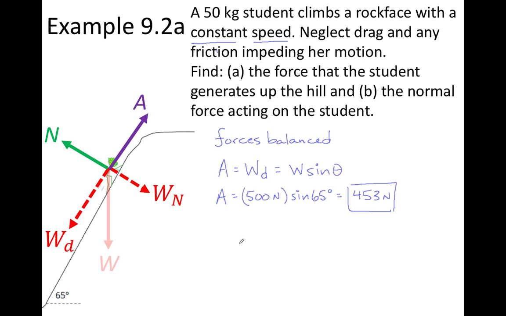For part B, we have to find the normal force acting on the student. Well, the normal force is going to have to equal the normal component of the weight. And we know from last lecture how to figure that out. You take the weight and multiply it by the cosine of the ramp angle theta. We'll plug in our numbers. The weight is 500 newtons. We're going to multiply that by the cosine of the angle, which is given as 65 degrees. And when we crunch the numbers, we get 211. And normal force is a force, so it's measured in newtons.